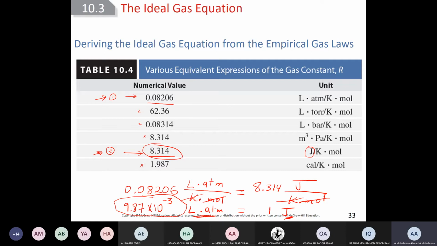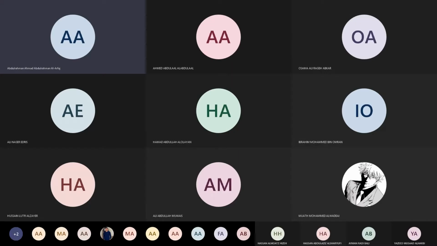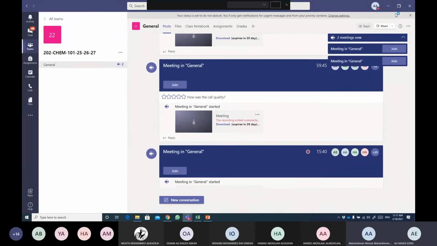With this, I will stop here with chapter 10. Doctor, is the last relation between joule and liter atmosphere important? No, but maybe you will use it when you change from liter atmosphere to joule at the end of the chapter, not now.